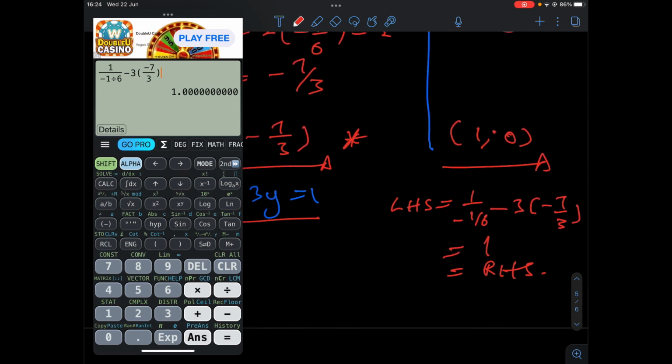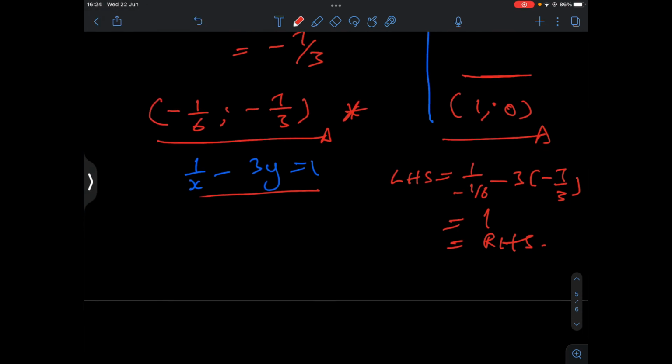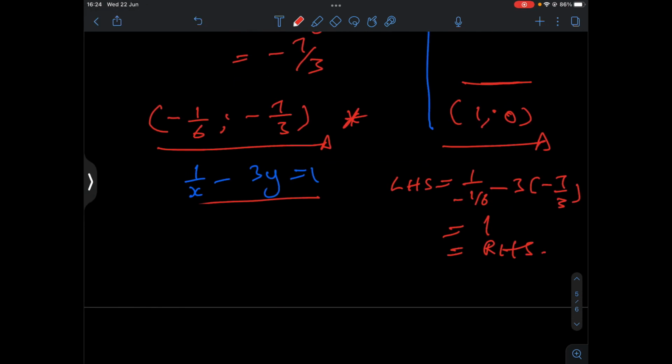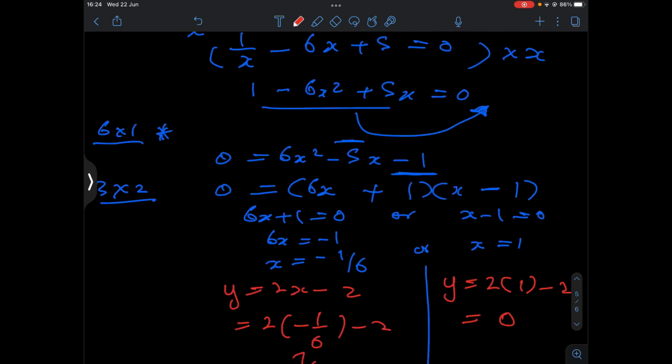And if we were to test out the second coordinates, which we don't need to do, the left hand side equals 1 divided by 1 minus 3 times 0. We can clearly see this is 1, which is equal to the right hand side from this equation here. So we are done with these questions.